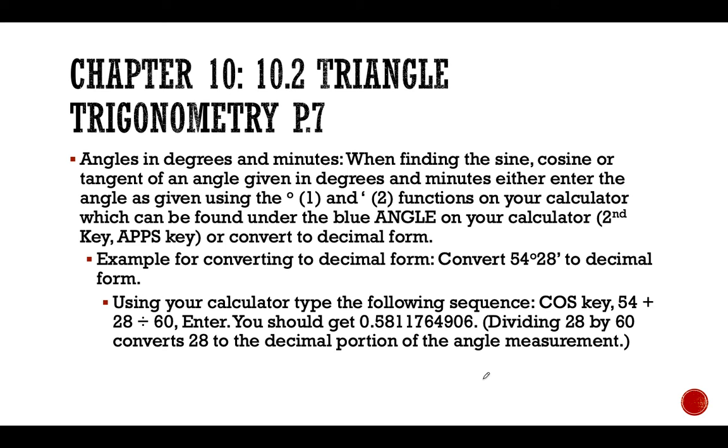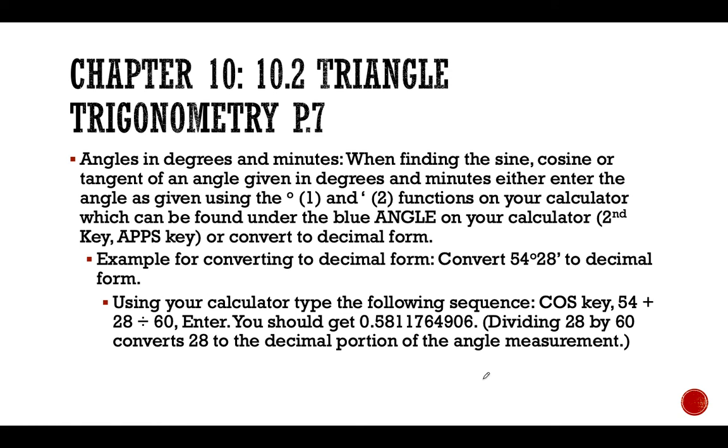When finding the sine, cosine, or tangent of an angle given in degrees and minutes, you can either enter the angle as given using the degree and minute functions on your calculator, which can be found under the blue angle on your calculator, so second key, apps key, or you can convert to decimal form.